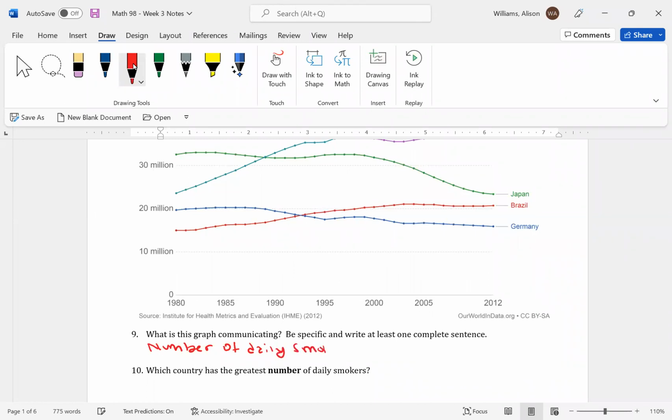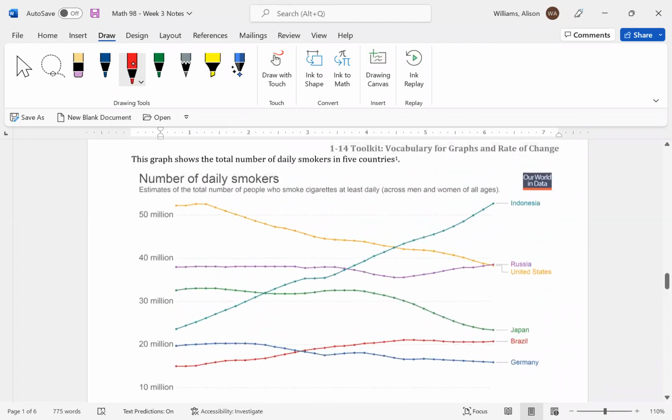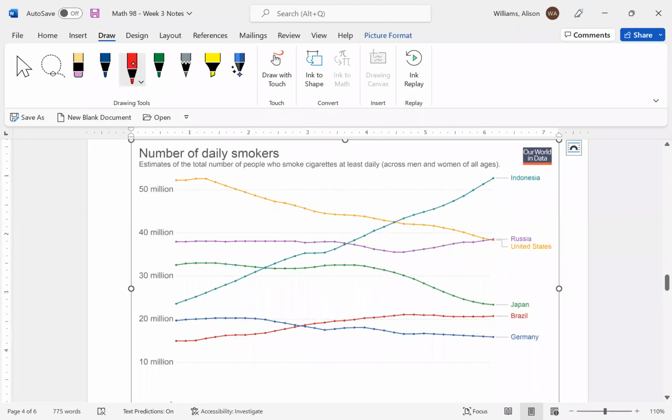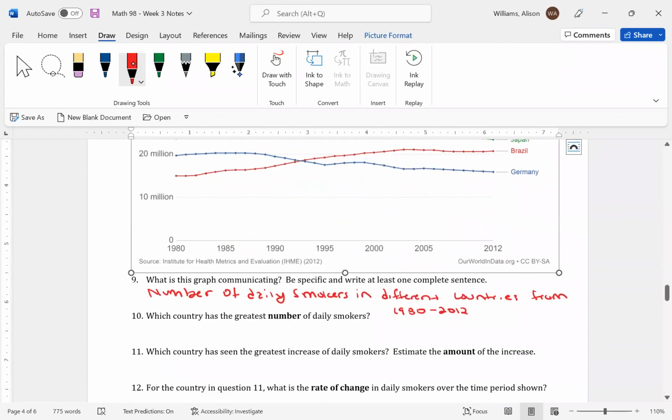Daily smokers in different countries from 1980 to 2012. All right, which country has the greatest number of daily smokers? Okay, well, that depends. Greatest number of daily smokers now or greatest number of daily smokers then? So now Indonesia has the greatest number of daily smokers. So we'll go ahead and assume they mean now. So currently, Indonesia.